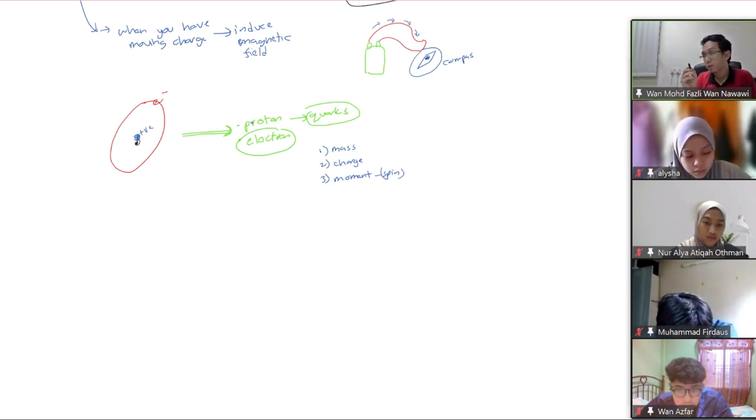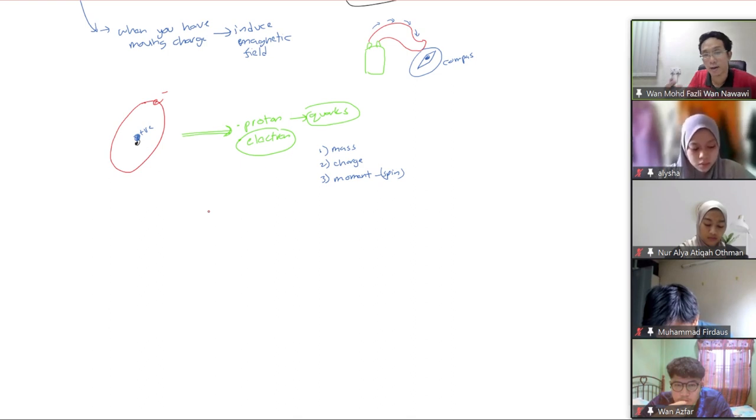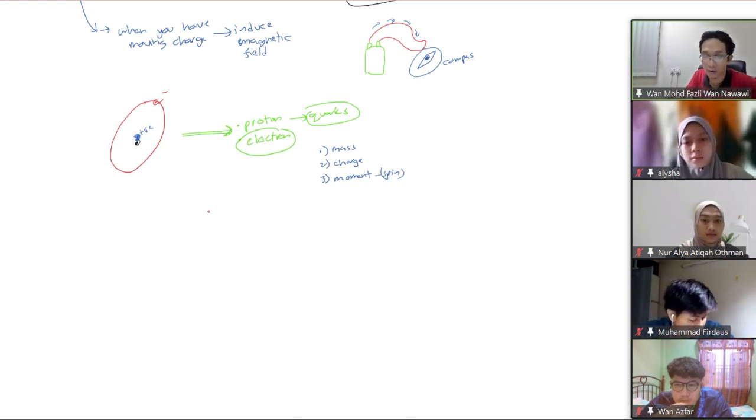But in the atom, these tiny magnets are cancelled out. When we talk later about the atomic orbital, I think you have seen it before. You have learned about orbitals before. Alia, have you learned about orbitals before? Do you learn it now in chemistry? No. What do you know about orbitals?